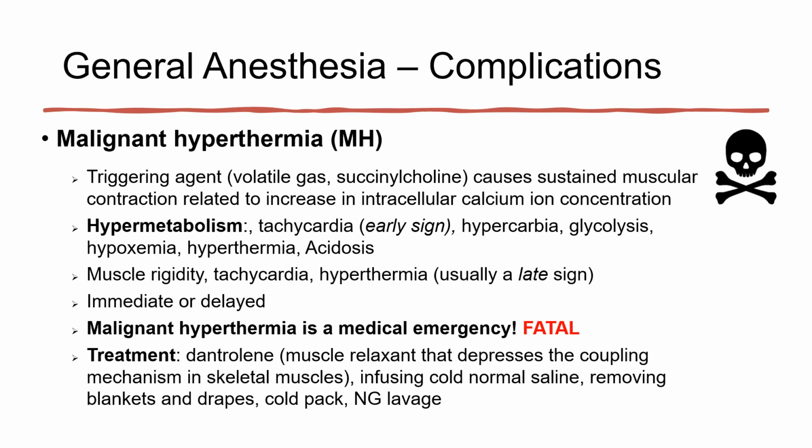We want to remove those drapes because during surgery, we typically put drapes over the body and just keep the area of the surgical site exposed. But we want to take everything off. We can use cold packs. And if we have to, we even can do a nasogastric lavage. So that's where an NG tube is inserted and we infuse cold solution and take it out, infuse cold solution and take it out. So it's important that you know how a patient can develop this malignant hyperthermia and what we do for it.